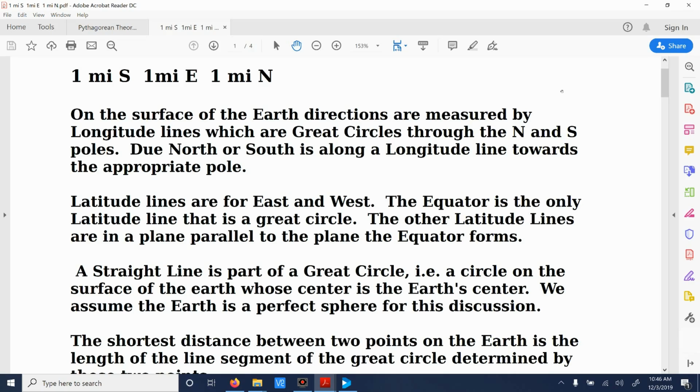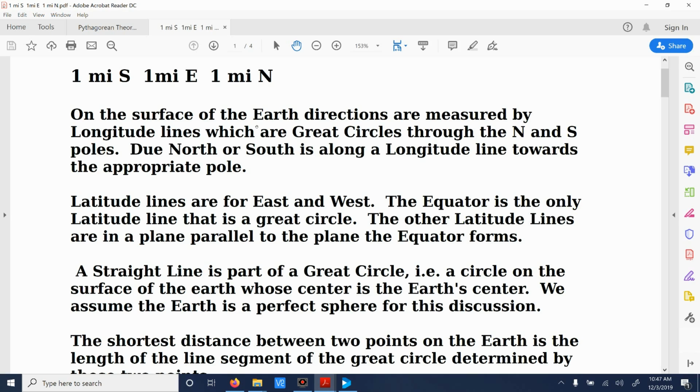This is Craig Hane, or Dr. Dell, and this video is about a Riemannian geometry problem in the plane that we live on, which is the surface of the Earth. I call it 1 mile south, 1 mile east, 1 mile north. Suppose those are the instructions that you're given to follow.